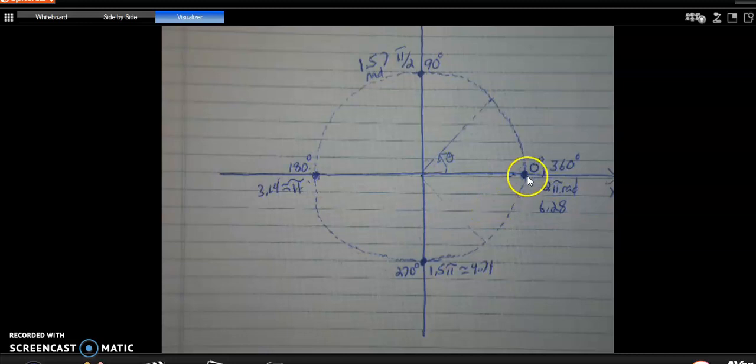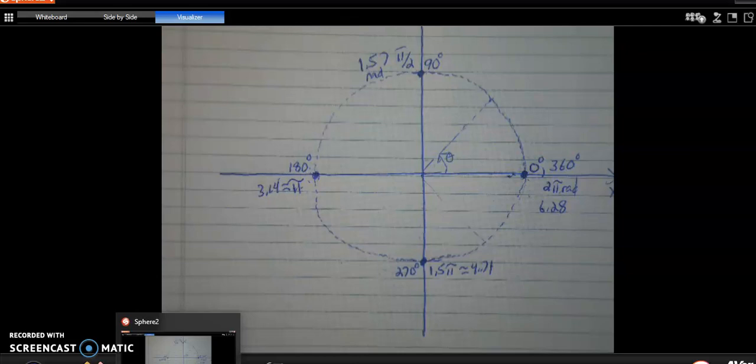When we drew angles, we remember that 0 degrees is equivalent to 0 radians, 90 degrees is equivalent to pi over 2 radians, or 1.57 as a decimal. 180 degrees was equivalent to pi radians, or 3.14 as a decimal, and so on.